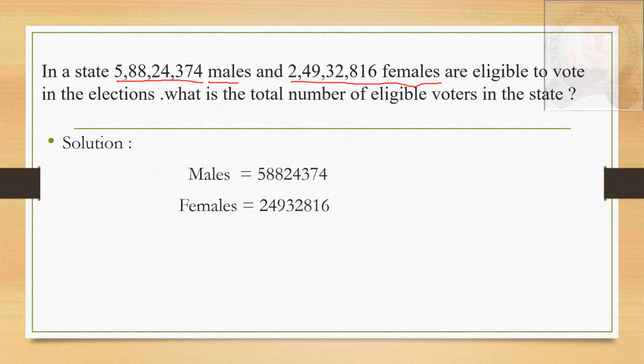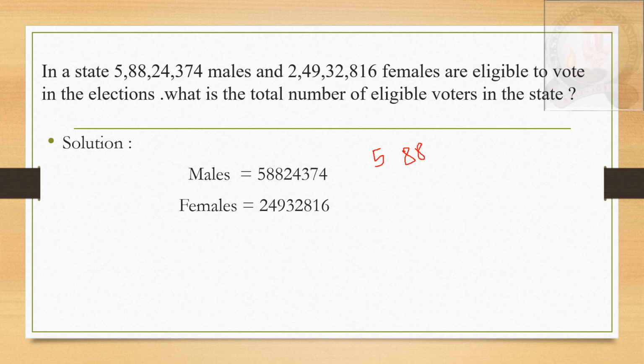2 crore 49 lakh 32,816 females are there. Okay. Now what they asked here: what is the total number of eligible voters? Total means sum, so we should add here. Okay, this is what I try to say here. Total means addition we should do.